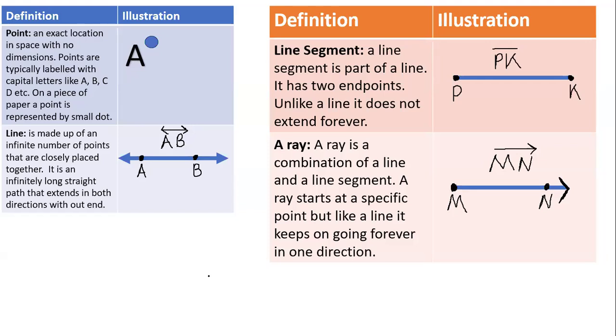Okay, so can someone tell me the difference between a line segment and a line? Go ahead, Micaiah. A line segment has two points at the end, but a line has two arrows at the end and the line never stops. Very good.